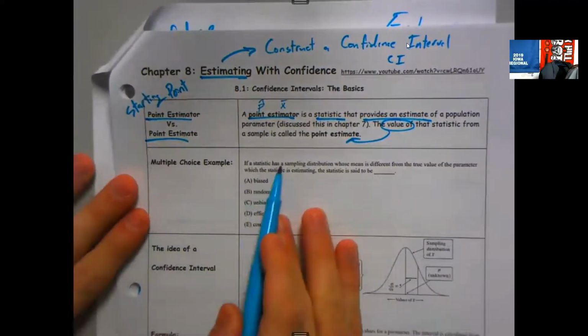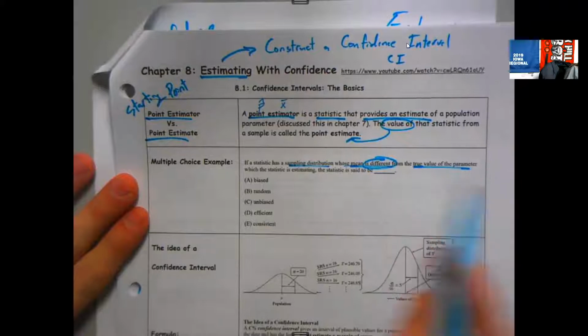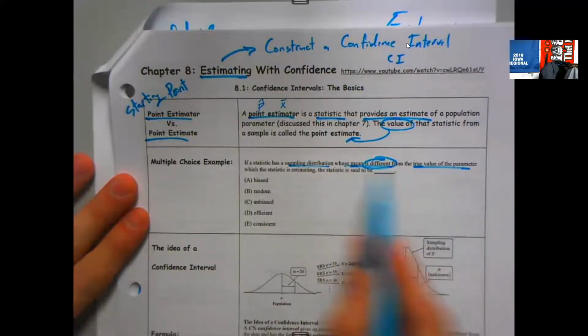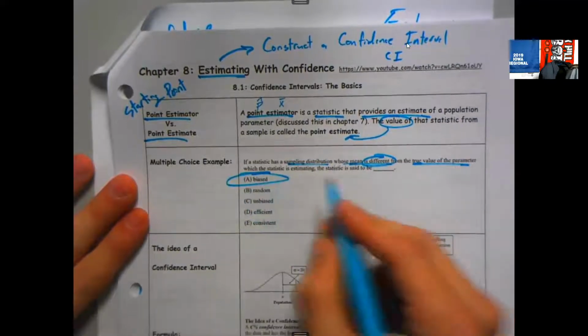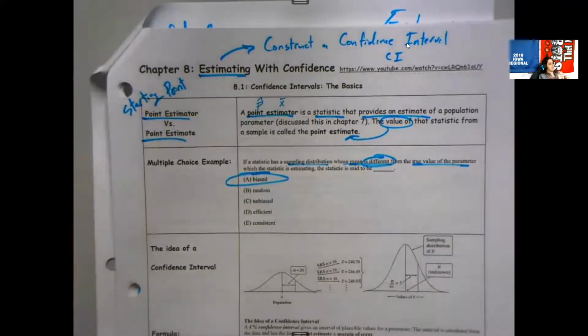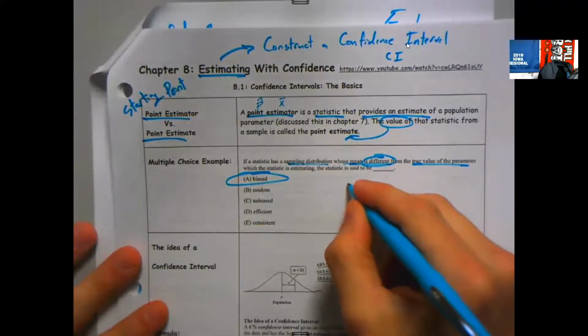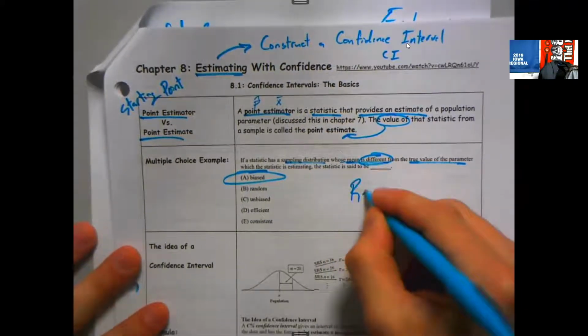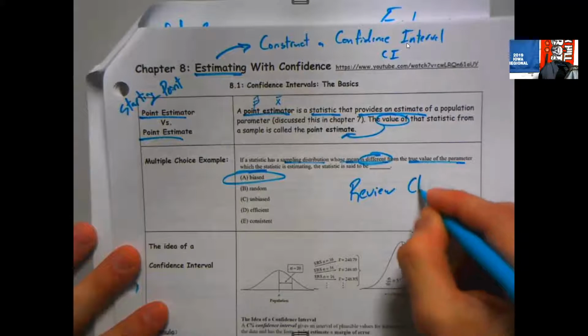Multiple choice: the statistic has a sampling distribution whose mean is different from the true value of the parameter. Well, if the mean is the same, we call that unbiased. So if the mean here is different, we're going to call that a biased statistic. I don't know why I still have that in there. It's just a reminder from chapter 7, because if you don't know chapter 7 vocab, you need to review chapter 7 vocabulary.